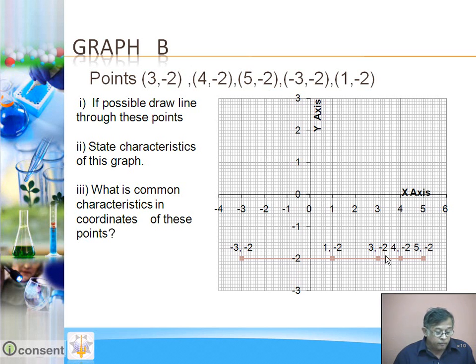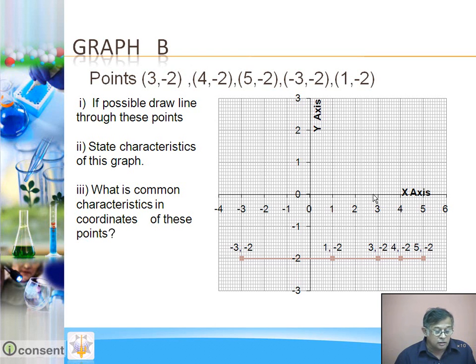Again, from all these points, we can draw a straight line. And this straight line is parallel to x-axis. Means, if a line is parallel to x-axis, then y coordinate of all these points is constant. So, the equation of this line, we can say that y is equal to b, where b is constant. If y coordinate is constant, then line is parallel to x axis. And if x coordinate is constant, then line is parallel to y axis.